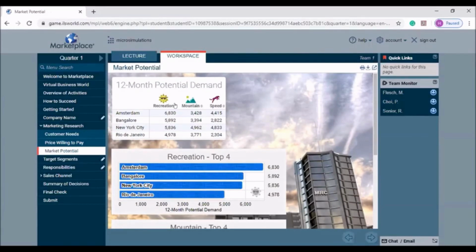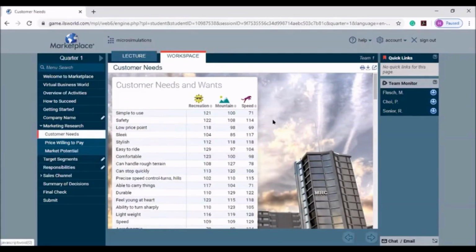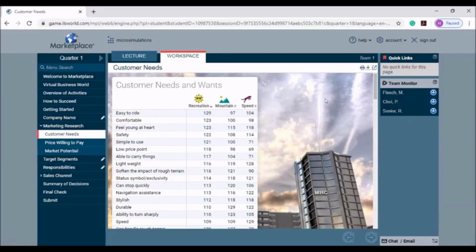I checked out the customer needs over here. Based on the customer needs, based on my market research, and compared to the level of technology we can apply to the current bicycle we can create, the mountain and speed segments are not really approachable. So recreation is the first segment, definitely. It's not just based on technology, but based on the size of the market potential.